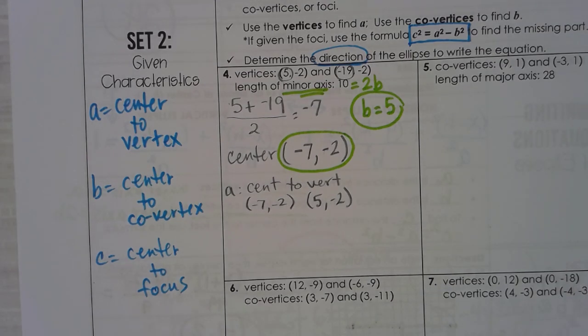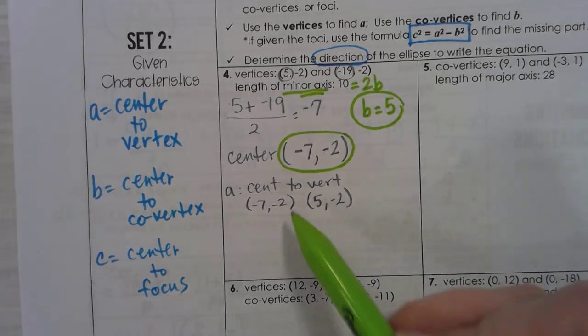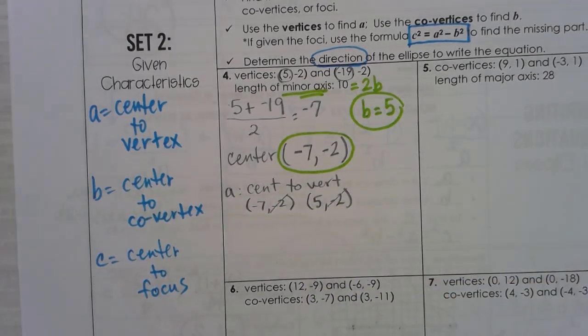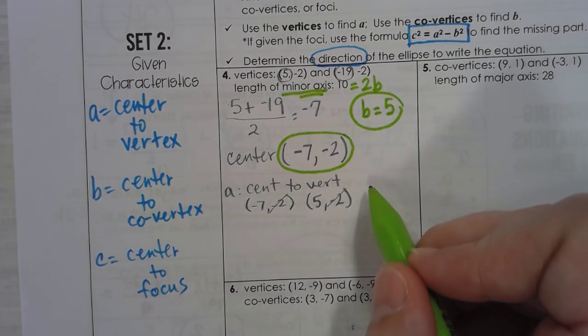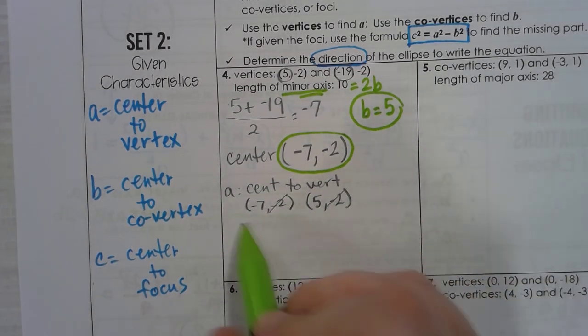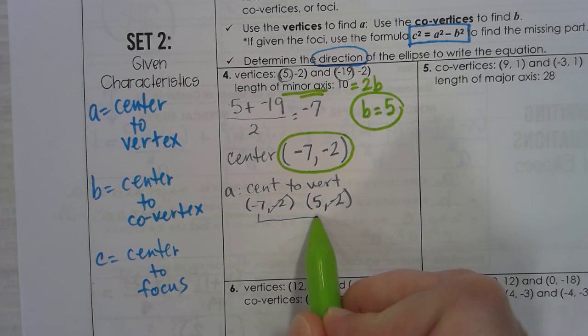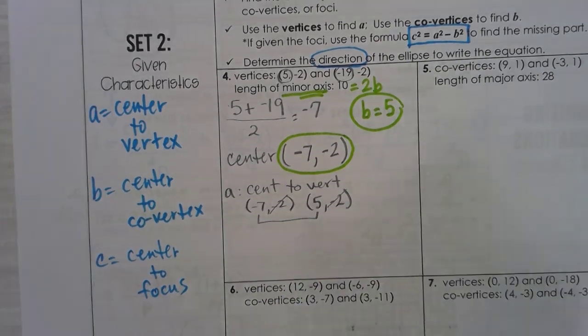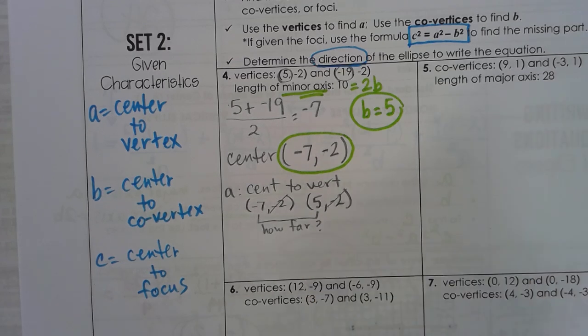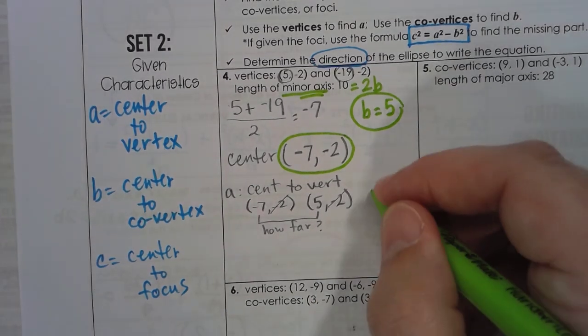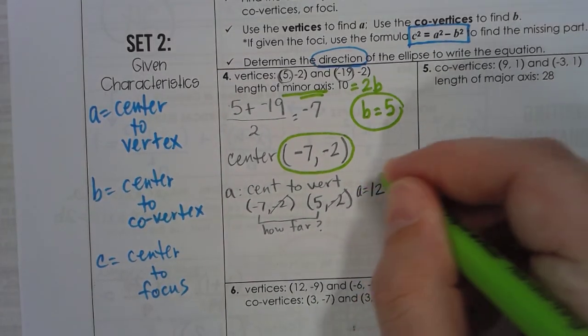Okay, so we need to know how far between those. So which number should we be looking at? Not the -2's, because they're both the same number. So how far from -7 to +5? If you think about that on a number line, how far from -7 to +5? 12? A is 12.